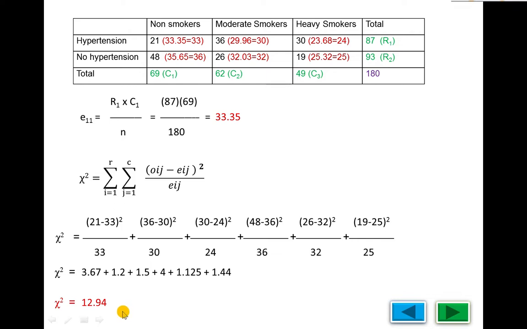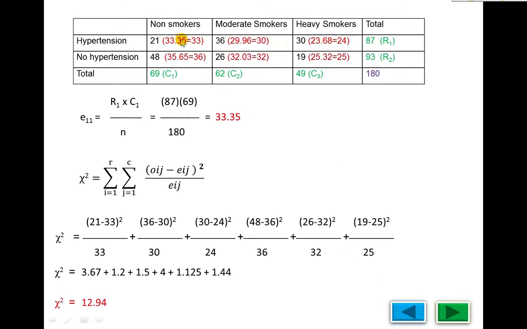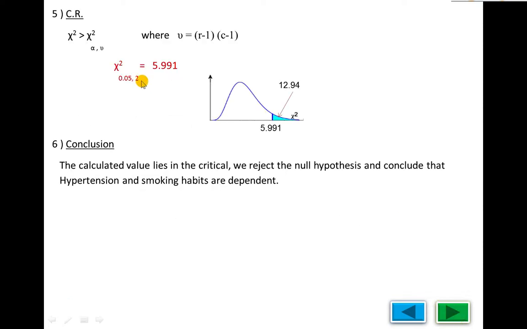After the calculated value, we find the critical value. From the table, we will use the same chi-square table you have used in testing of hypothesis for standard deviation. Alpha is 5%, degrees of freedom is (rows minus 1) times (columns minus 1). There are 2 rows and 3 columns: 2 minus 1 is 1, 3 minus 1 is 2, and 2 times 1 is 2.